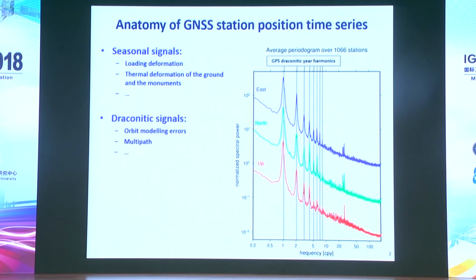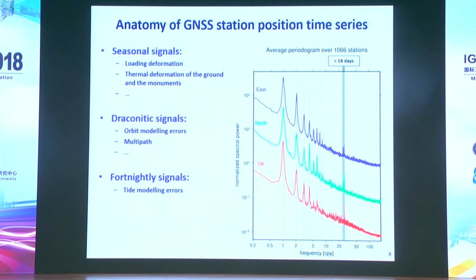The second family of spectral peaks are at harmonics of the GPS draconitic year. Those are not expected in station position time series, but actually result from GNSS errors, mostly orbit modeling errors, but also to a smaller extent station-specific errors such as multipath. So there's work here for the IGS to improve our orbit models and try to mitigate station-specific error sources in order to get rid of the spurious draconitic signals in our station position time series.